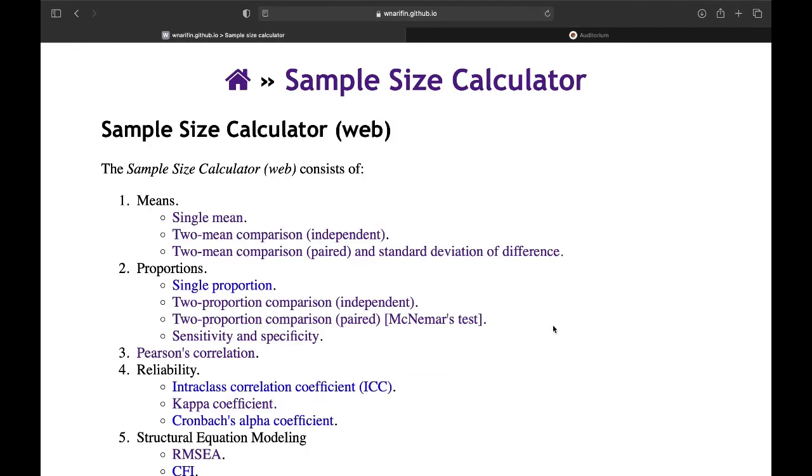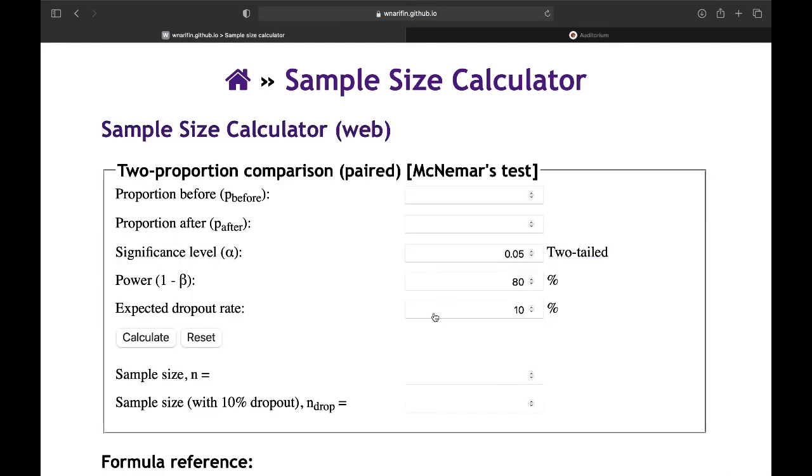Let's explore the calculator for two proportions comparison, that is the paired McNemar test. What is the use case for this calculator? You may have to compare sensitivities, that is, sensitivity is nothing but a proportion, sensitivities of two tests of two different principles. So that is paired proportion comparison. Here we have to use the McNemar test, and the sample size calculated for the McNemar test will be used.